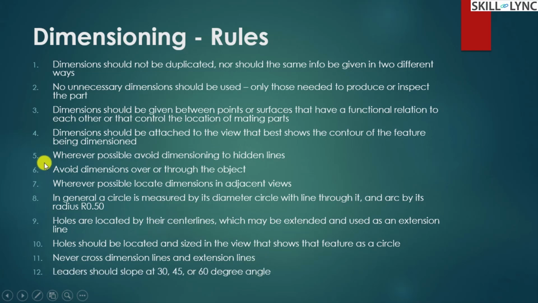So these are the different rules, and the final rule is that the leaders that we looked at earlier can be sloped at 30 degrees, 45 degrees or 60 degrees angles to ensure better readability and better control over the drawing. So this sums up the different dimensioning rules and techniques that the GD&T standard calls for, and next let's look into how to apply them onto your AutoCAD drawing.